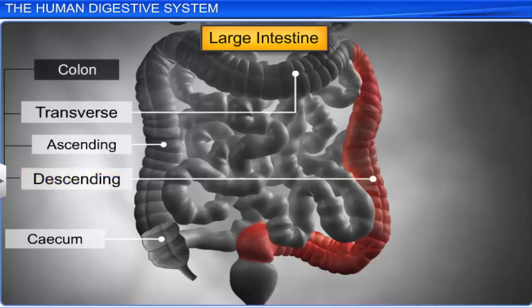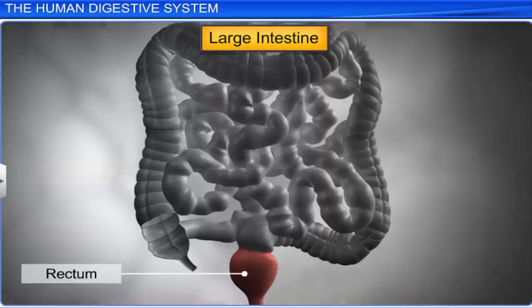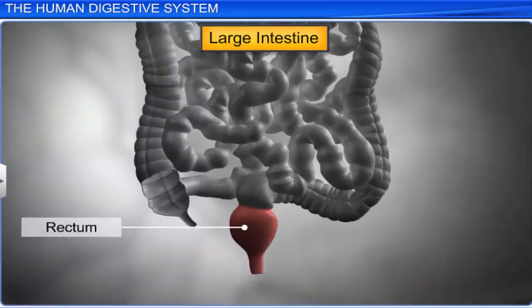The descending part of the colon leads to the rectum, a bag-like structure which stores undigested food as fecal matter till it can be passed out. The rectum leads to the last member of the alimentary canal, the anus, which digests the undigested food remains.